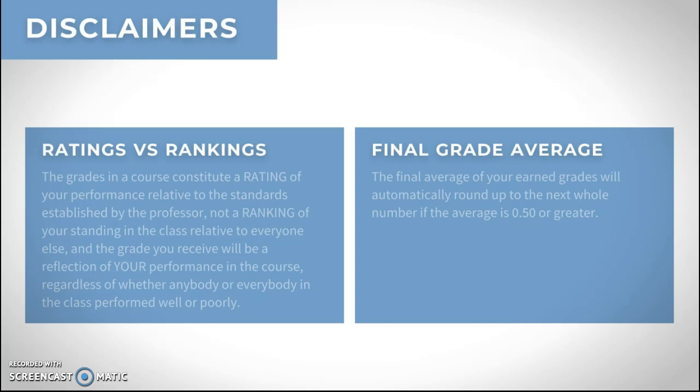The final grade average. The final average of your earned grades will automatically round up to the next whole number if the average is 0.5 or greater. So say you were on the edge at a 69.5. Well, because of the final grade average, I'm going to go ahead and round it up to a 70. If it's a 0.5 or higher, say it was 69.8, well, that rounds up to a 70, okay?